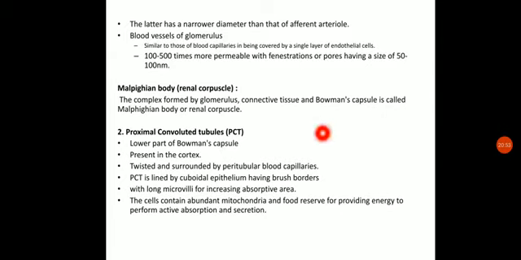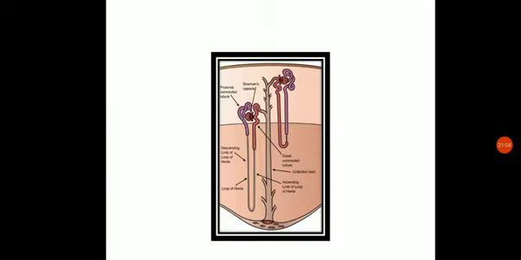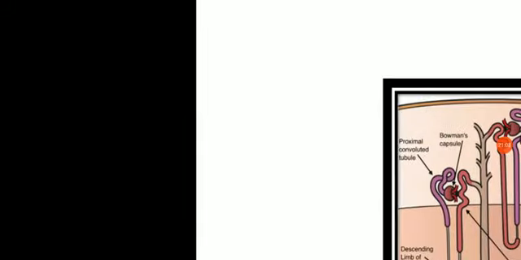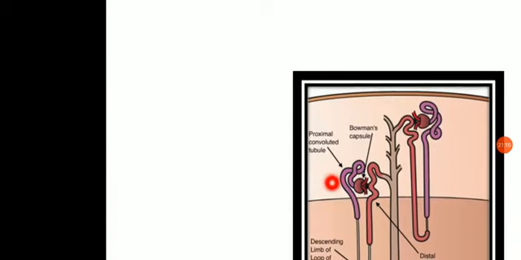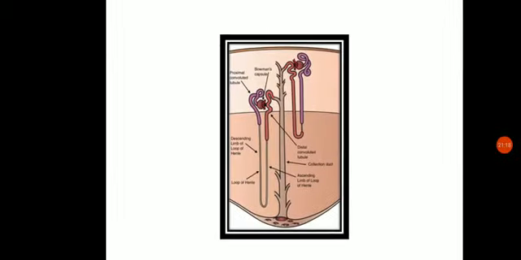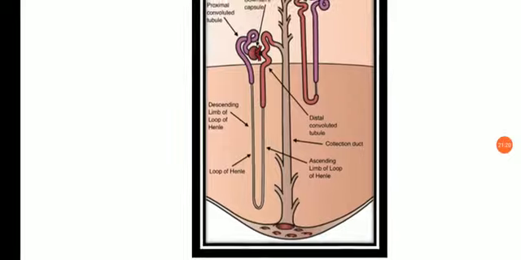Okay. Next is the proximal convoluted tubules. In short, we can call it a PCT. Proximal convoluted tubules. Now here you can see these are the PCT, proximal convoluted tubules. It means it's the lower part of the Bowman's capsule. So this is the Bowman's capsule.